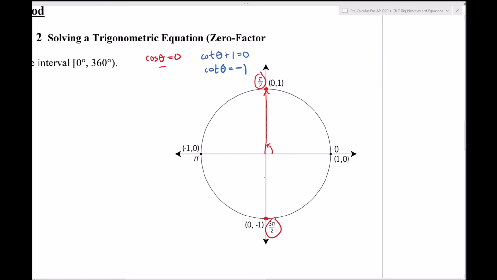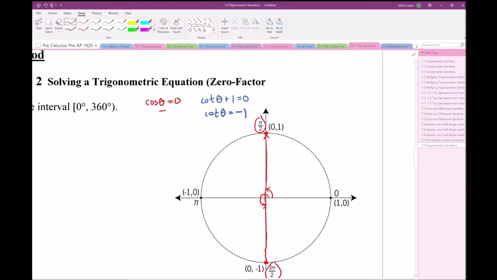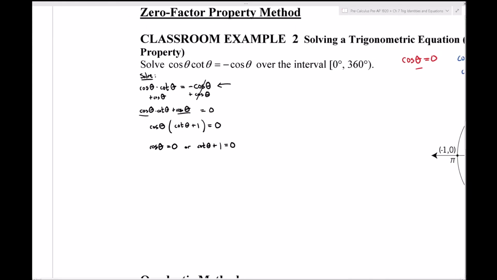And then this one. And this one looks like this. So we already have two solutions: pi over 2, 3 pi over 2. And I can go ahead and box those or record them over here to the side. So right away, this one gave me theta equals pi over 2 and 3 pi over 2.